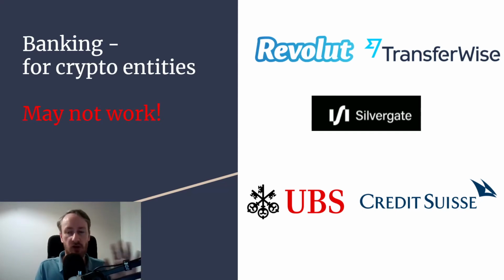Silvergate, I don't know so much. It's more of a US company. UBS and Credit Suisse work, at least if you're a resident within Switzerland, for example, and you want to, say, send money to Coinbase. That's all fine as a private person. As a crypto entity, places like UBS and Credit Suisse will block you. They may even shut down your account because they don't want anything to do with you. That's just kind of the nature of it.